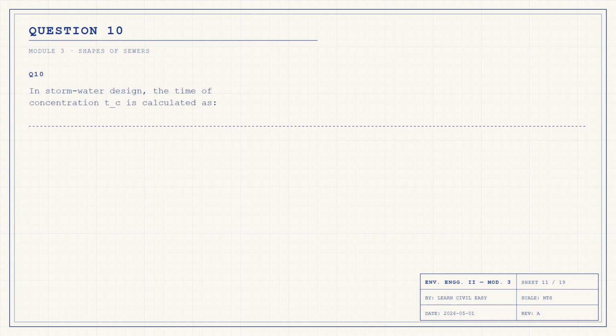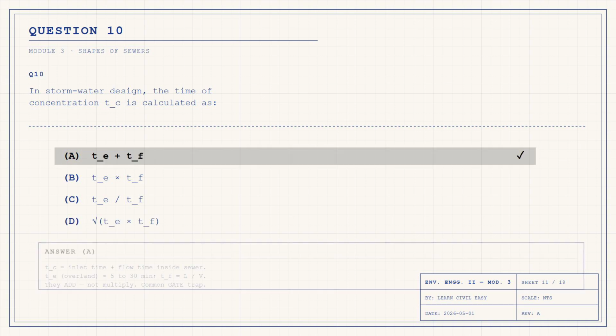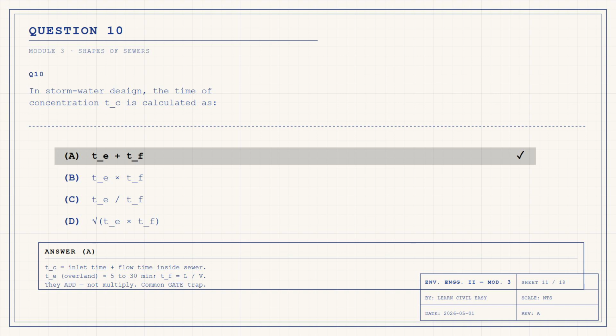Question 10. Time of concentration in storm water design. The correct answer is A, Tc equals Te plus Tf. Inlet time Te is the overland flow to the nearest inlet, typically 5 to 30 minutes. Flow time Tf is the time inside the sewer equal to length divided by velocity. They add, they do not multiply.